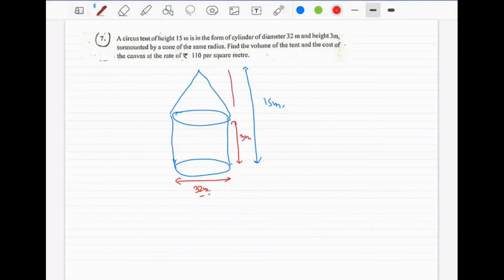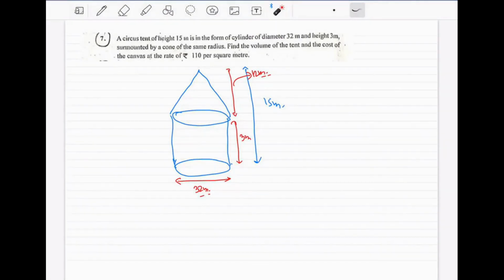That means the remaining will be how much? Out of the 15, if 3 is gone, we will have 12, right? So this part right here will be 12 meter. The 12 meter will be that of the conical portion, isn't it? So for the conical portion, the diameter will also be 32. You divide it by 2. 32 divided by 2 is 16. So the radius is 16, height is 12. And for the cylinder, height is 3, the radius will be the same, 16.